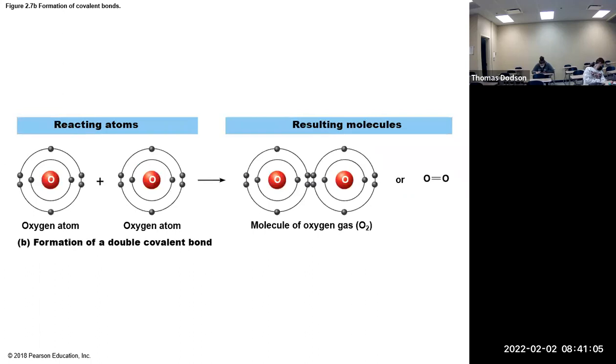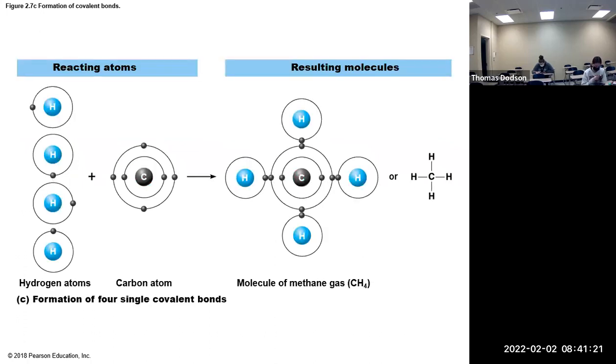Here's oxygen, same thing happening here. Oxygen has a double bond because it shares two on either side. Here is the hydrogen and the carbon example that we've looked at, and so they share. Do I need to explain that any further? I think that makes sense picture-wise. I don't have any questions. Okay.